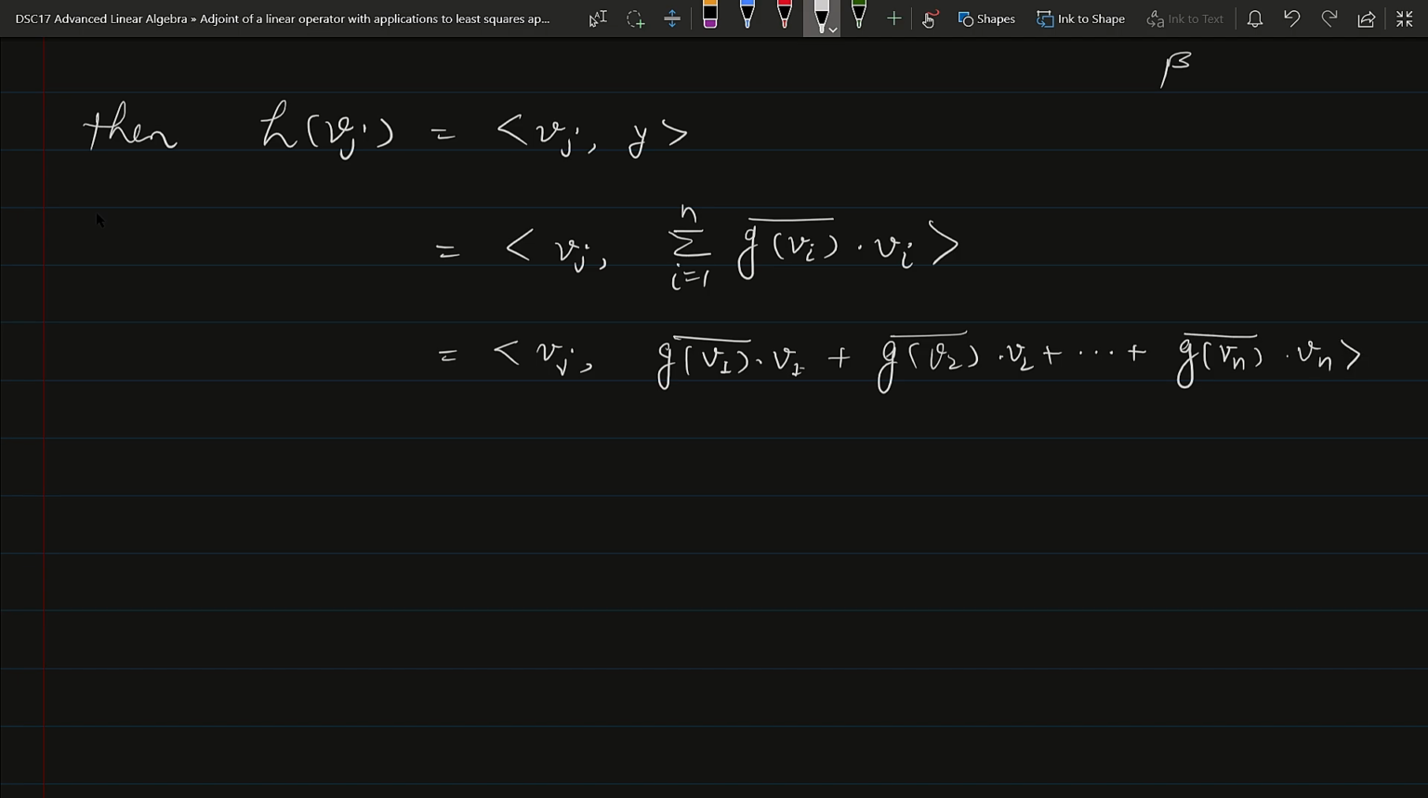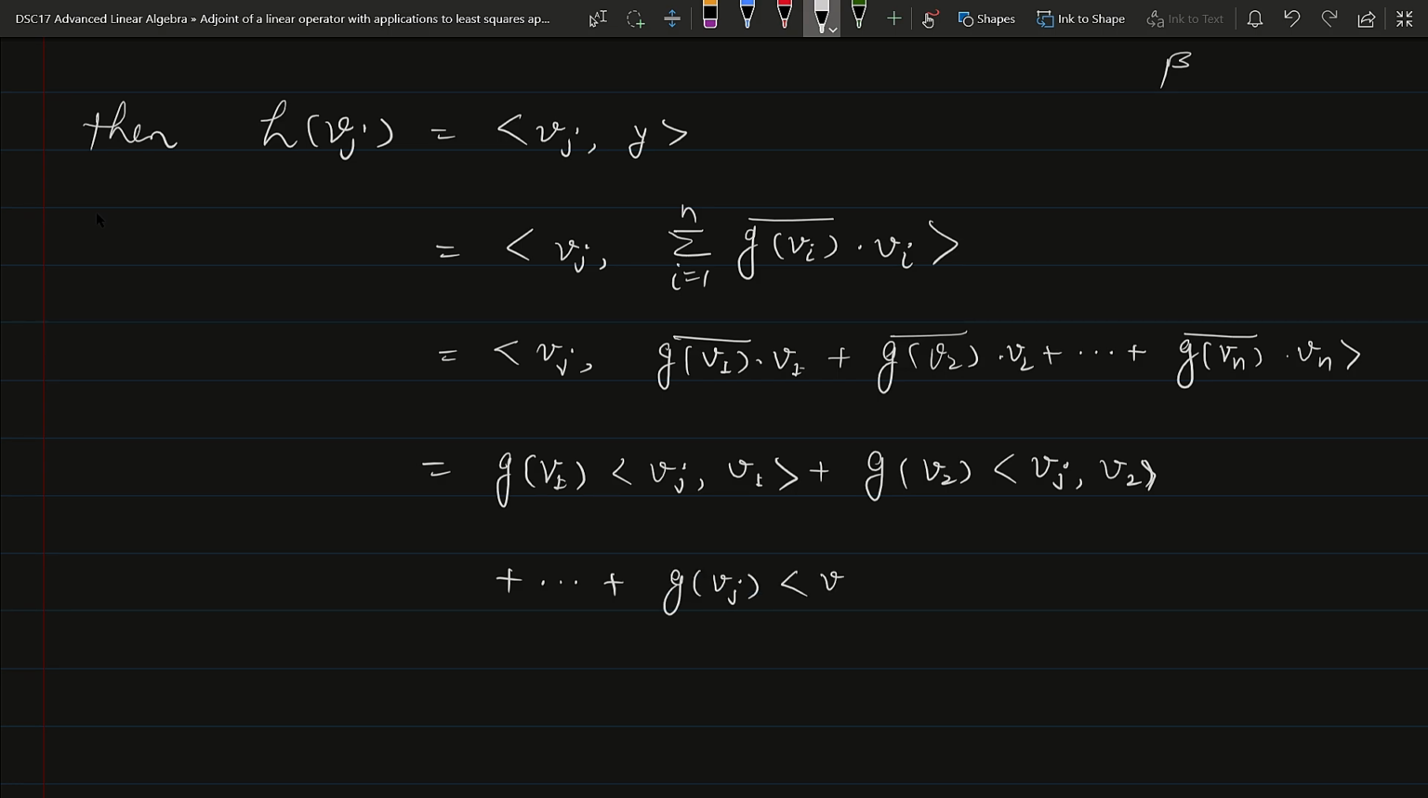Okay. Now if you see this vj with v1, then you will have g v1 times the inner product of vj with v1, right? क्योंकि सेकेंड कंपोनेंट में है तो हम इसका कॉन्जुगेट लेंगे, और कॉन्जुगेट ऑफ कॉन्जुगेट विल बी द सेम एलिमेंट. Then plus you will have g v2, then bar of bar, so that will be g v2, and then times the inner product of vj comma v2. Okay, plus somewhere we will have g vj, then vj with vj, right? Plus, and so on. You will have the last entry, that is g of vn, then vj with vn.